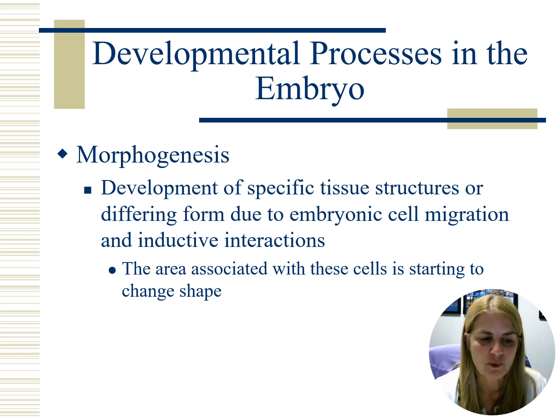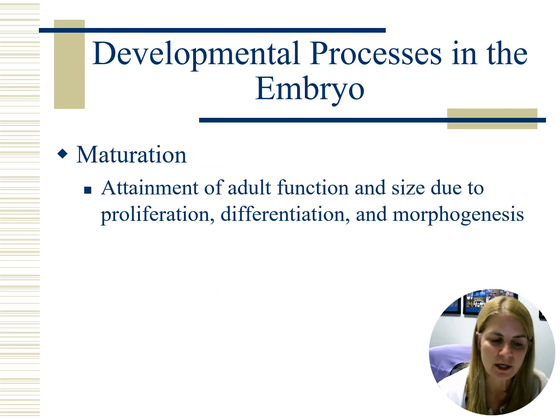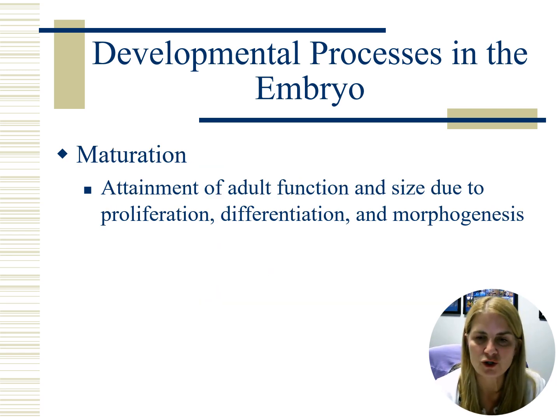Morphogenesis is the process of developing specific shape and structure. The cells are starting to change shape and look a little bit more like their eventual shape. And then maturation is the attainment of adult size and function due to proliferation, differentiation, and morphogenesis.